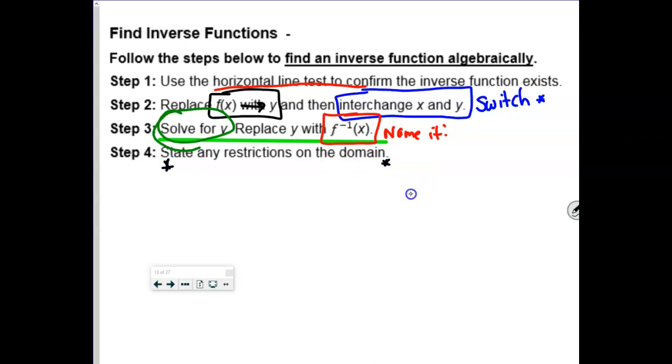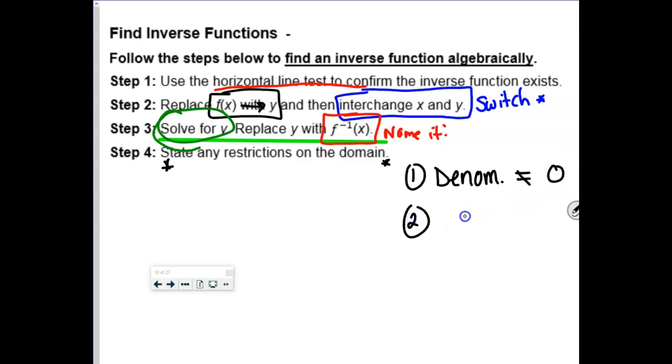All right, little recap. There's two things you guys have to worry about when it comes to domain restrictions. Do you remember what they are? Your denominator cannot equal 0. So if you have a denominator with some algebra in it, it can't come out to 0. That would be a domain restriction.